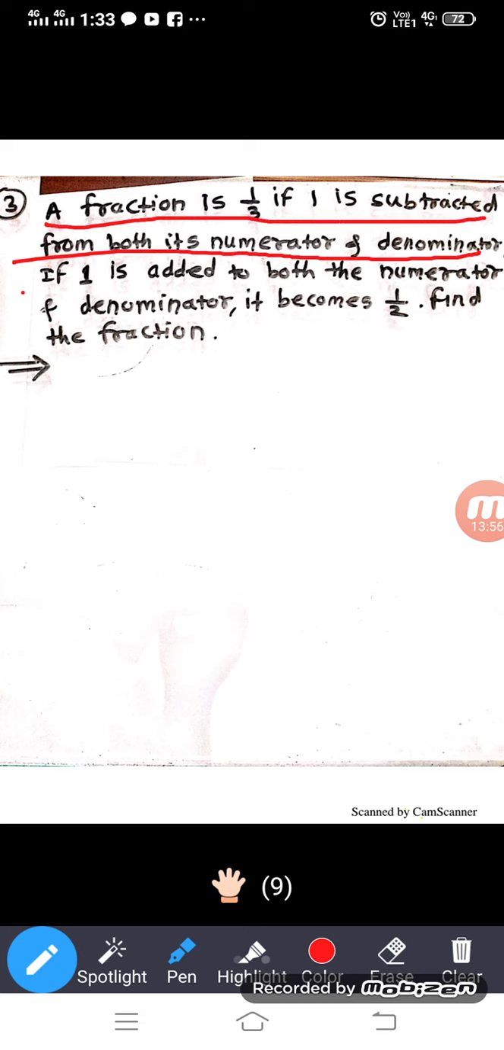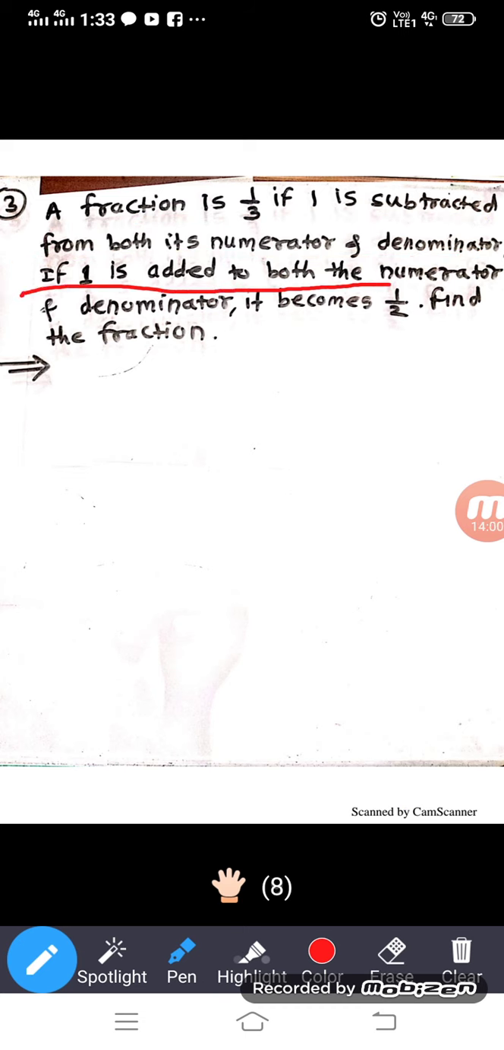This is the first part of the problem. Second part, if 1 is added to both the numerator and denominator, it becomes 1 by 2.